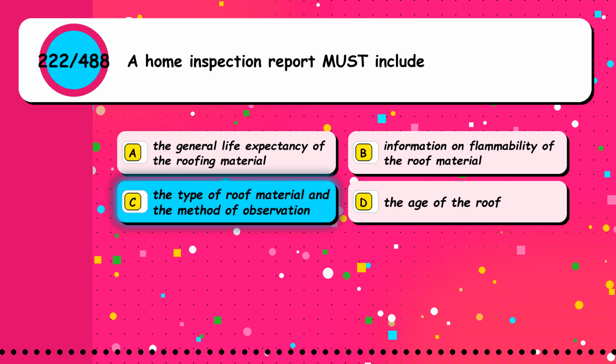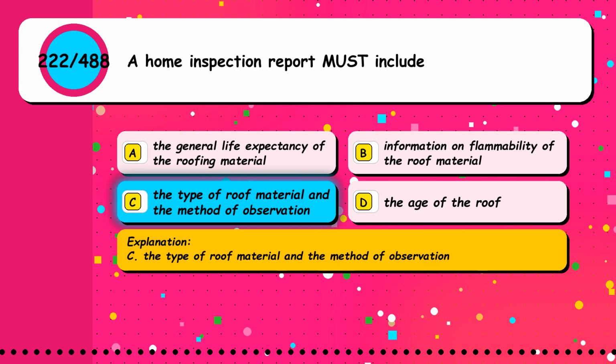The correct answer is option C. The type of roof material and the method of observation. C. The type of roof material and the method of observation.